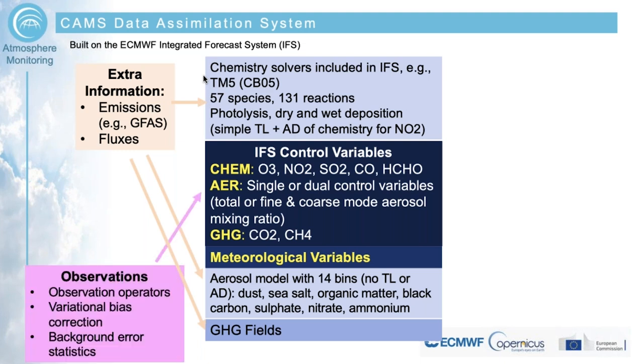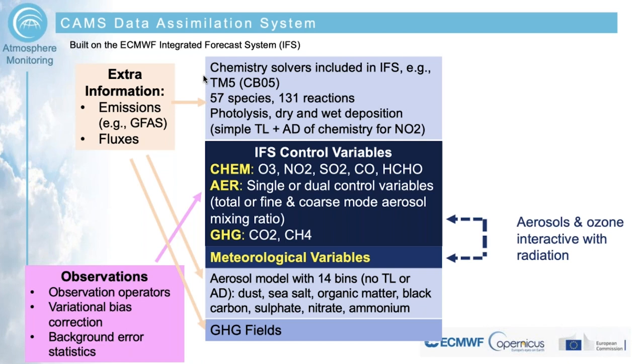We add in observations. To do this, we include all the information of how we translate the observation into the model space, how we correct for biases between the model and the observation, and also take into account statistics on the background errors in the model, because this is a model and of course they aren't completely perfect.